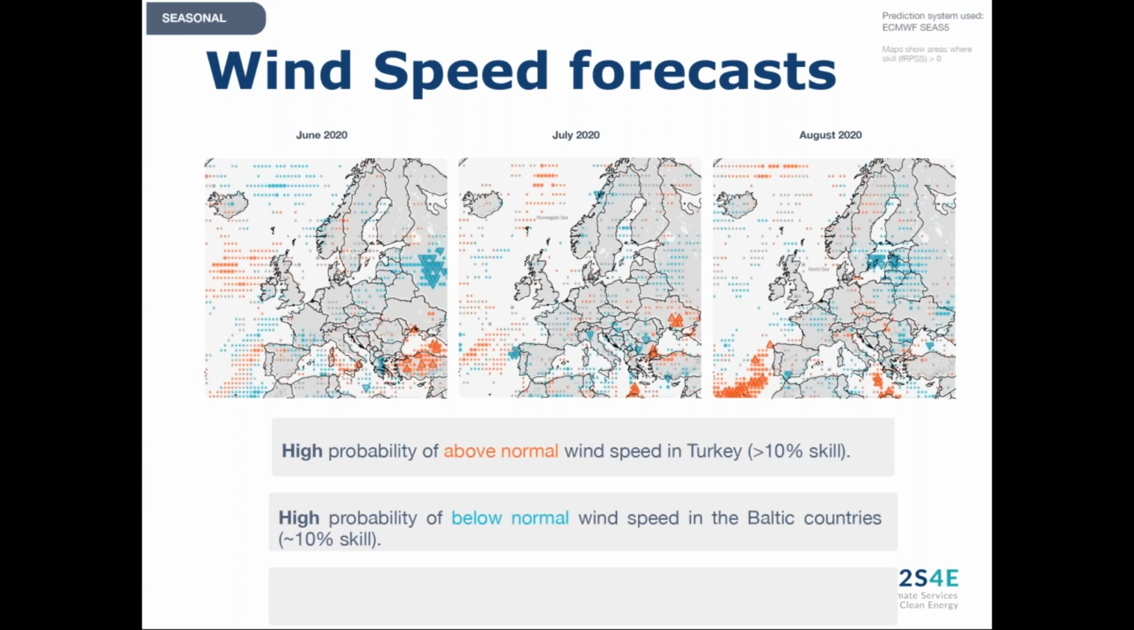Across more of Central Europe, Northern and Southern, there's not any particularly strong signals here. Potentially high wind over Southern Italy and some low wind speeds present in Southern France. If we then look at July 2020, we start to see high probabilities of below normal wind speeds in some of the Baltic countries, and there's quite a good skill level present in those forecasts. And then this continues out into August in the Baltic, still with reasonably high probabilities of low wind speeds. So here are the wind speed forecasts.